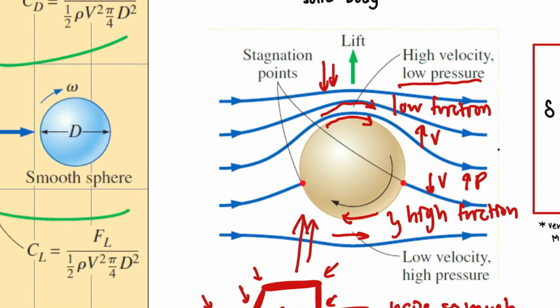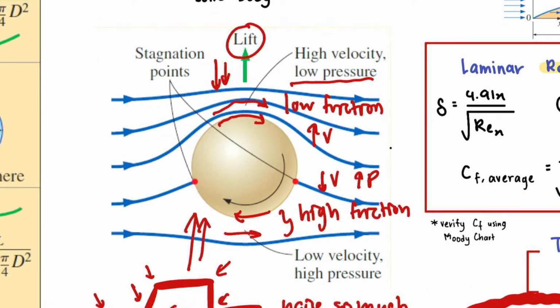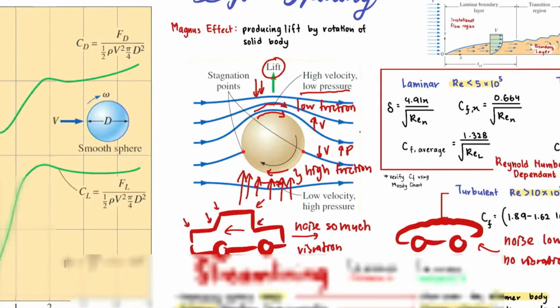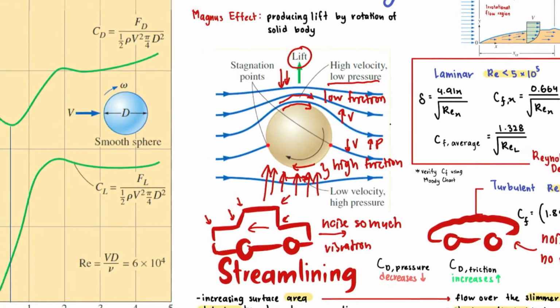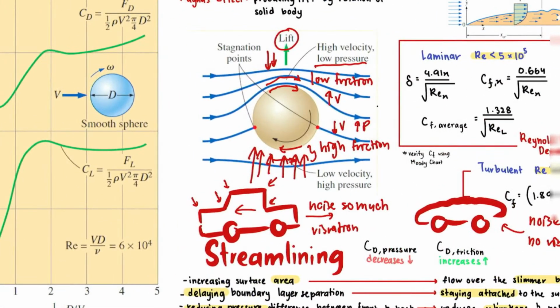Okay, so what we get is lift, because there is much higher pressure pushing from one side than the other. So that is basically how you generate lift by spinning. You can see here, this is just me explaining it. This is already in your textbook, don't need to worry.